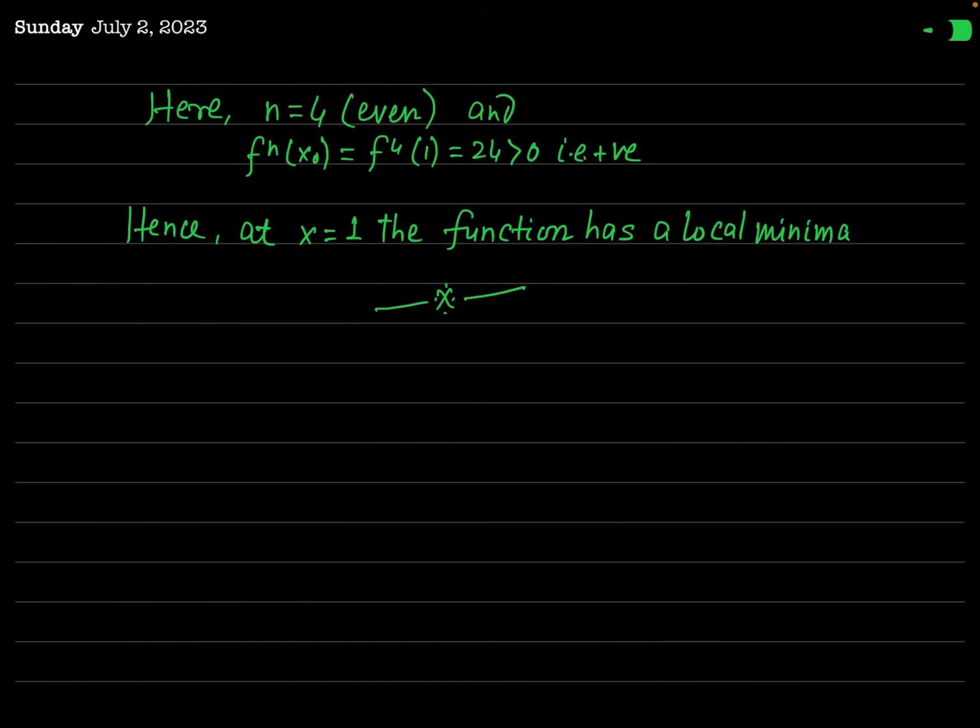Now you can see the fourth order derivative is positive. It means in this example n is equal to 4. n is equal to 4, and you have seen that f dash at 1, f double dash at 1, f triple dash at 1, all these are 0. But f4 at 1 is not 0, it is 24, which is positive.